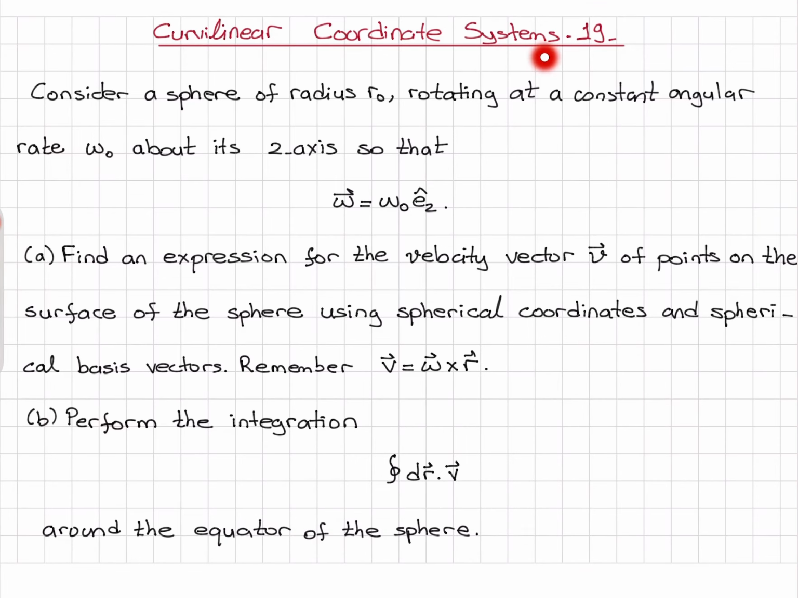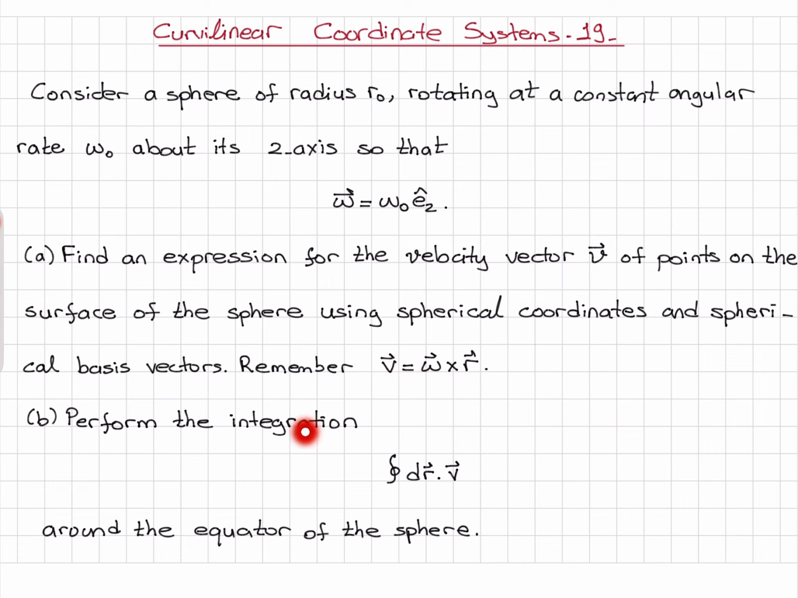Curvilinear coordinate systems, problem 19. Consider a sphere of radius r0 rotating at a constant angular rate omega 0 about its z-axis, so that omega is omega 0 ez hat. Part A, find an expression for the velocity vector v of points on the surface of the sphere using spherical coordinates and spherical basis vectors. Remember that v is equal to omega cross r.